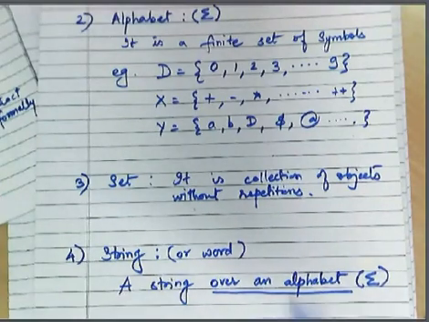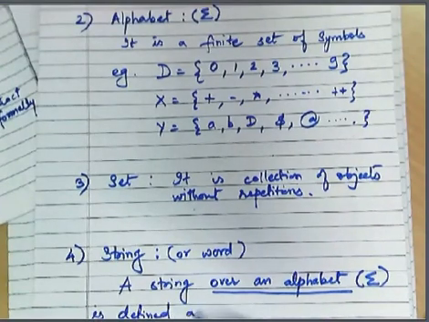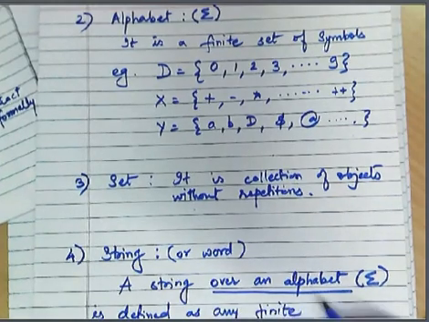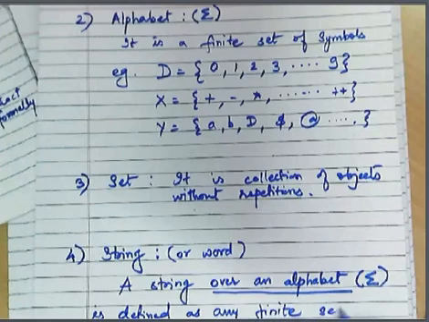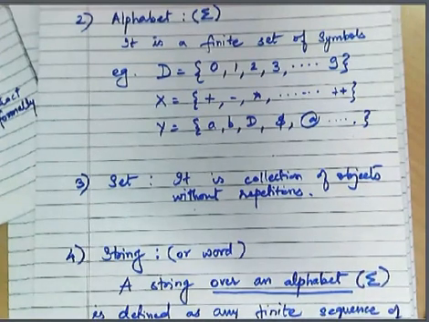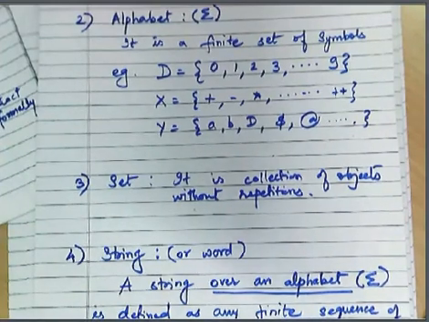So a string over an alphabet is defined as any finite sequence of symbols from the alphabet.